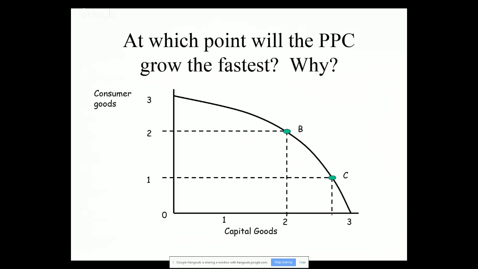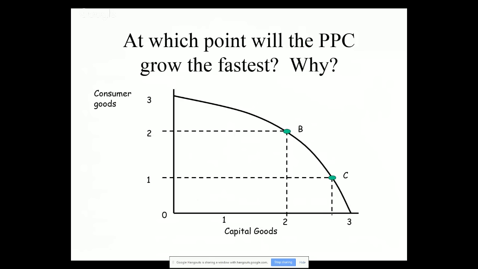At point B, we are producing 2 capital goods and 2 consumer goods. And at point C, we have 2 3/4 capital goods and 1 consumer good. So at which point will we grow the fastest? The answer is point C. Why will we grow faster at point C than at point B? Well, that's because at point C, we are producing more capital goods.